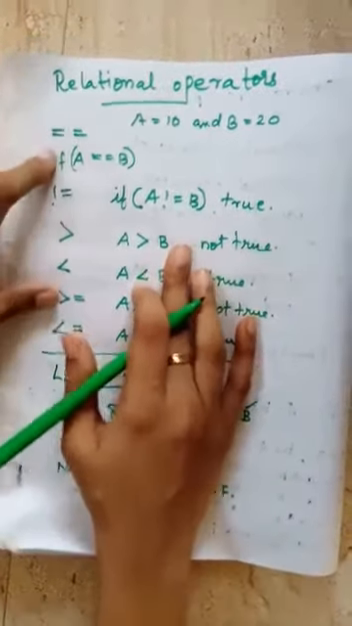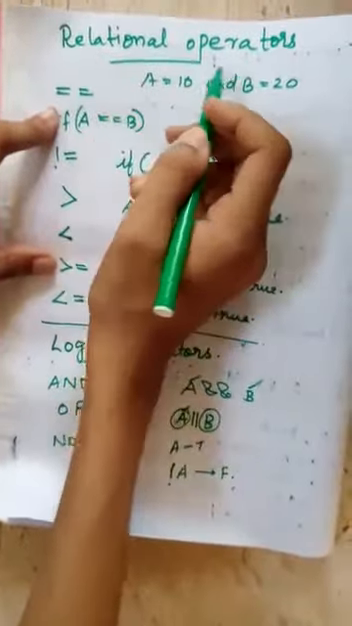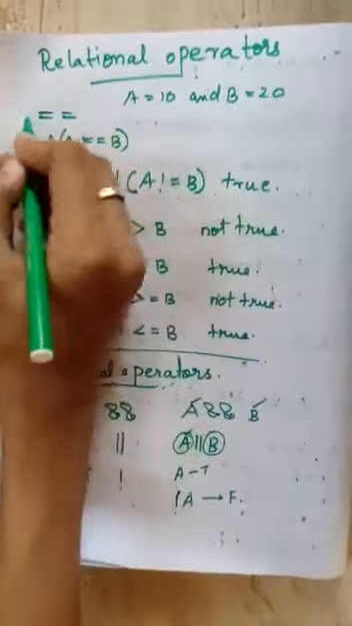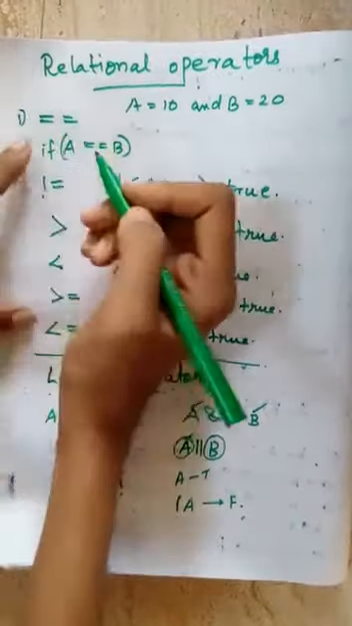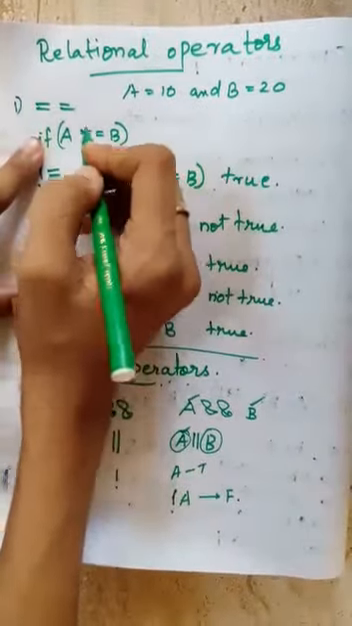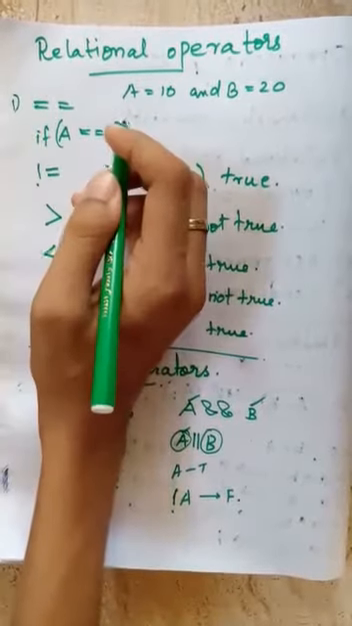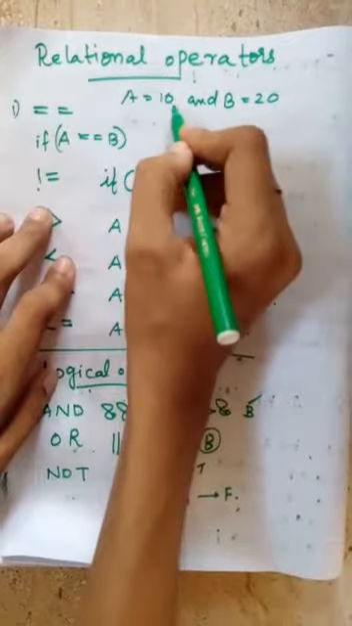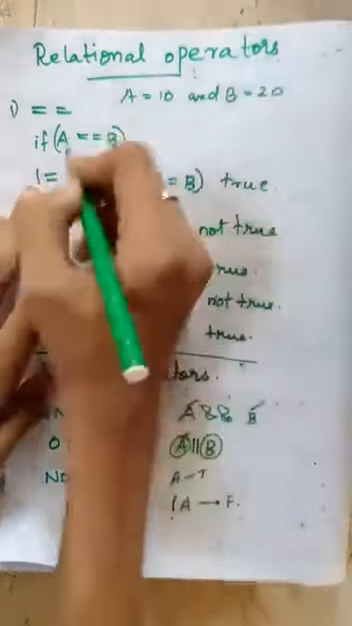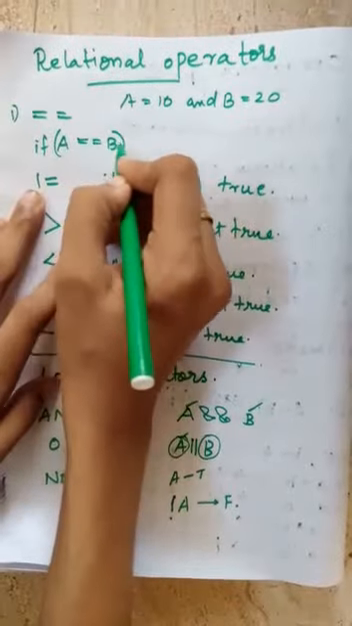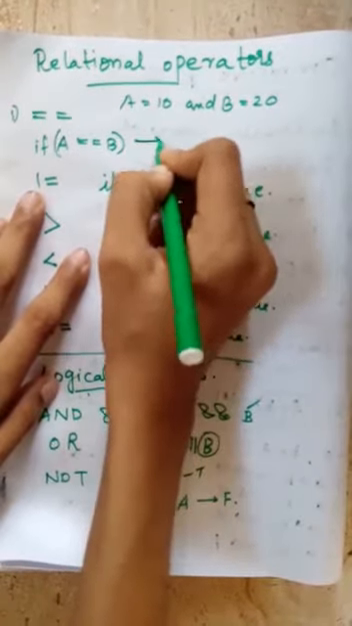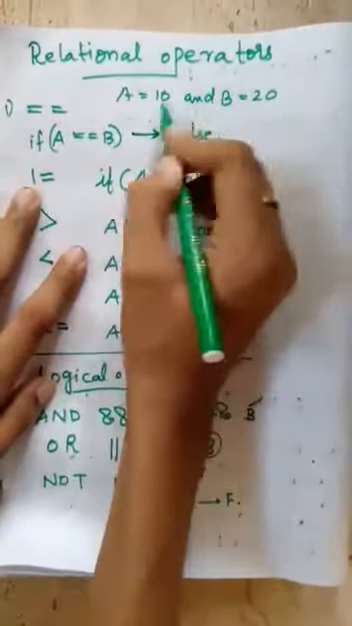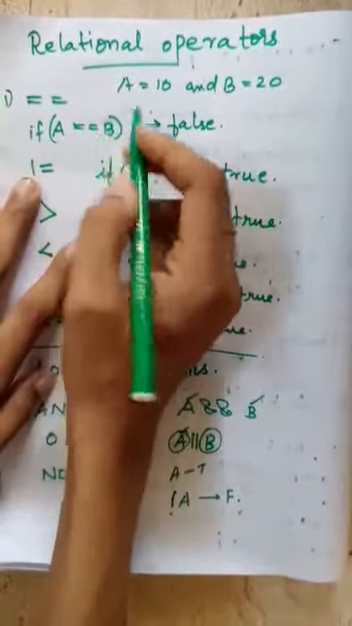Next is the relational operators. The relational operators are basically used for comparison between two operands. So the first relational operator is equal to equal to. It is used to check if two operands are equal or not. For example, if A is equal to 10 and B is equal to 20, and we check if A equal to equal to B, it will be false, because A and B are not equal. If A and B were equal, it would have returned true.